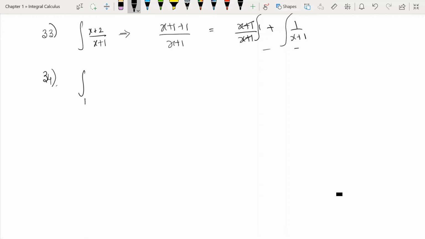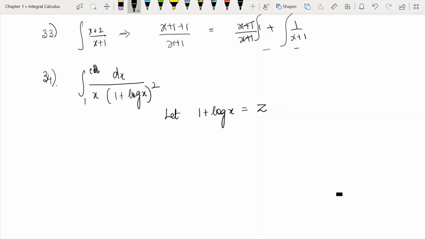Integral from 1 to e square, dx divided by x into (1 plus log x) the whole square. This is going to be done by integration by substitution. So what we will do is, we'll say let 1 plus log x equal to z. Then when we differentiate both the sides, we'll get 1 upon x dx is equal to dz.